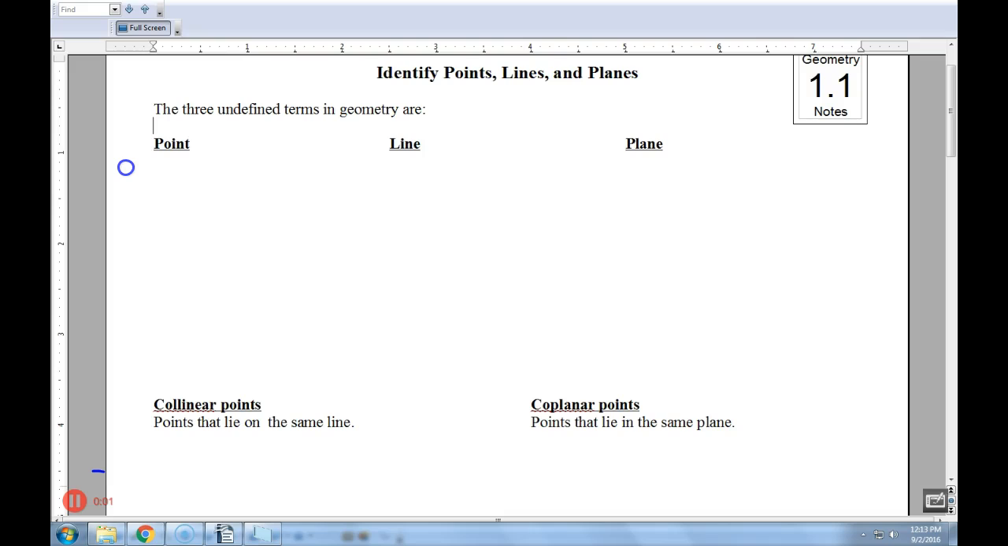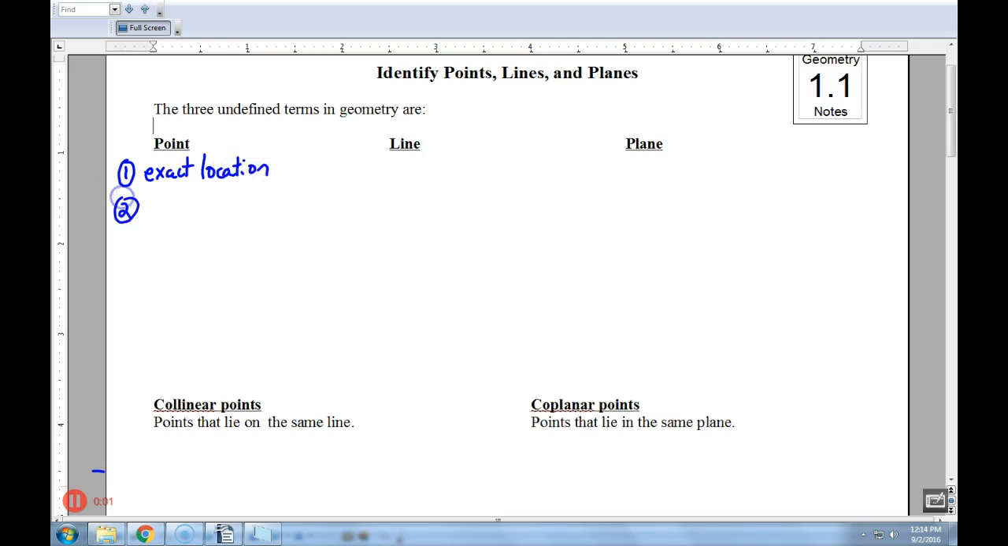So not a lot of problems to solve, but just a lot of identifying, learning how to draw, learning how to name, and learning the definition for a lot of key vocabulary. So let's jump right into it. The first thing that we're going to talk about is a point. And what is a point? Well, first thing is a point is an exact location. That's all it is. It's pinpointing where something is.